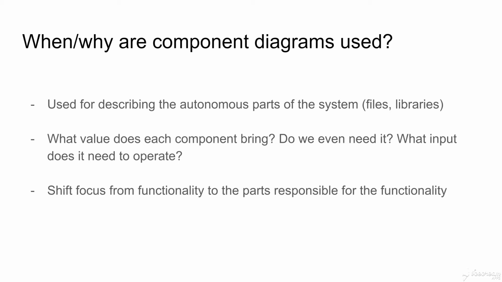Component diagrams describe the autonomous parts of the system. Therefore, they give us a clear overview of what value each component brings and what inputs it needs to operate properly. Seeing this, we might also be able to eliminate unnecessary components from the system. So the key phrase would probably be shifting our attention from describing the functionalities to describing the parts that are responsible for those functionalities. But now, if you want to hear more justifications about using component diagrams, I recommend that you switch to a different video because from now on, we will only be focusing on the downsides.